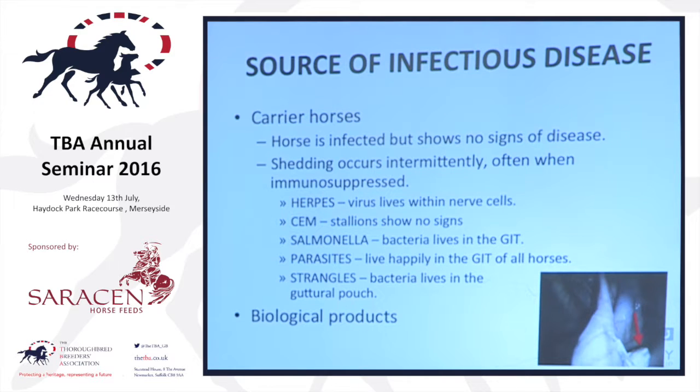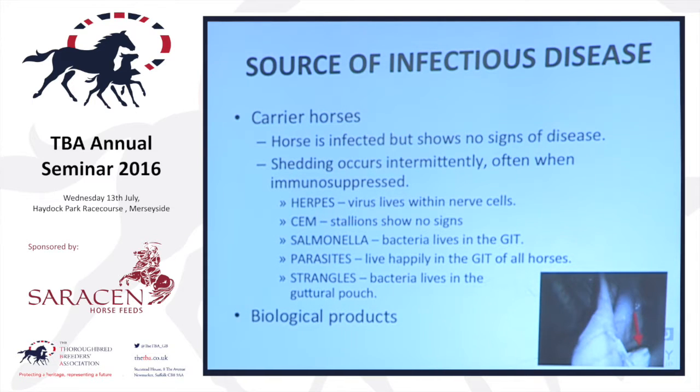And then the final one, carrier horses, slightly different, just to be very specific about it, to the subclinical ones. Carrier horses are infected but show no signs of disease, so they're not even subclinically ill, they're not even feeling a little bit rough, but you don't know about it. These ones just harbour the infectious agent and shed it intermittently, often when they're immunosuppressed. So herpes, again, we'll come on to. With CEM, stallions don't show any signs whatsoever. Salmonella lives quite happily in the gut, but stress the horse out and they'll shed more.